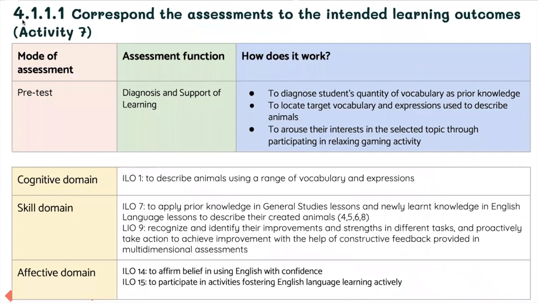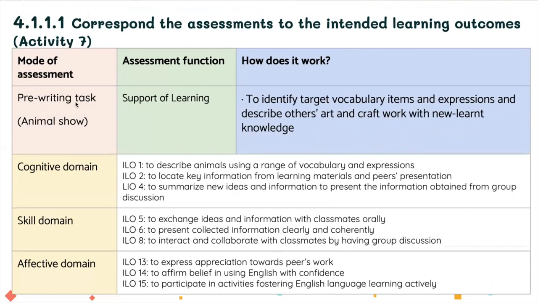For part 4.1.1.1, the first assessment is a pretest, and the assessment function is diagnosis and support of learning. It meets these ILOs from the cognitive skills and affective domain. And the next task is a pre-writing task called animal show. The assessment function is support of learning, and it meets these ILOs from these domains.